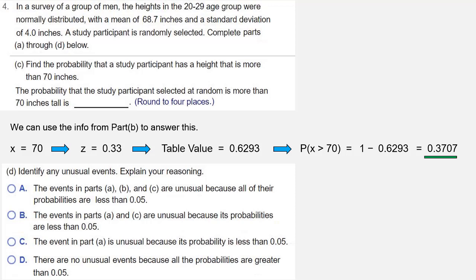Now we're ready to answer part D. Identify any unusual events. Well, remember, an unusual event would be an event that had a probability that was less than 0.05. So when you look back at parts A, B, and C, none of those were less than 0.05, so there are no unusual events. And that's your answer.